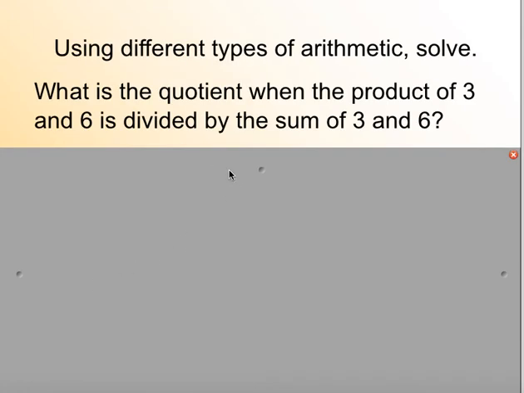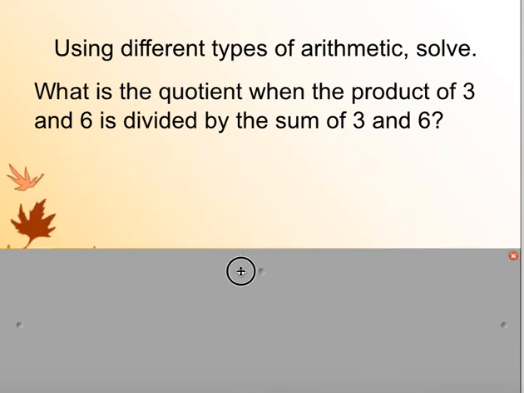All right. Lastly, let's look at a couple examples of using these words in a problem. So this says, what is the quotient when the product of 3 and 6 is divided by the sum of 3 and 6? Well, based on what we know about these words, a quotient means we're going to divide. All right, quotient, we're going to divide. A product, we're going to multiply. Okay, and sum, we are going to add. So let's do some of those things.